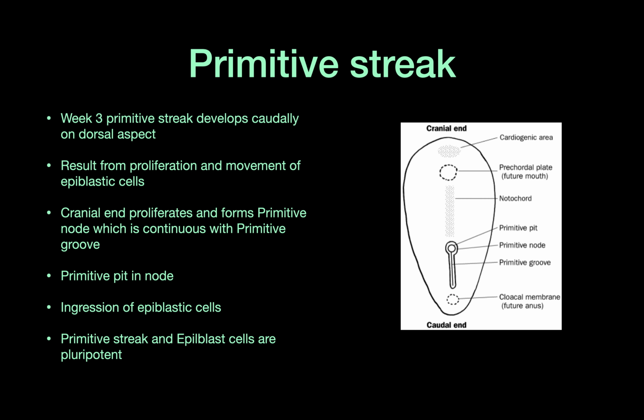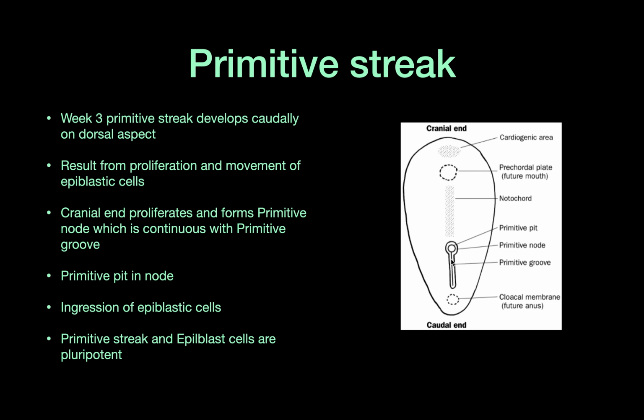So the primitive streak is like the precursor to our spinal cord, and in week 3 the primitive streak develops caudally on the dorsal aspect. So it develops first on the caudal end, the tail end, on the dorsal or the back side of the developing embryo. It results from the proliferation and movement of the epiblastic cells, and the cranial end proliferates and forms the primitive node, which is continuous with the primitive groove.